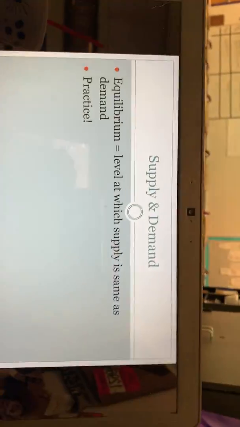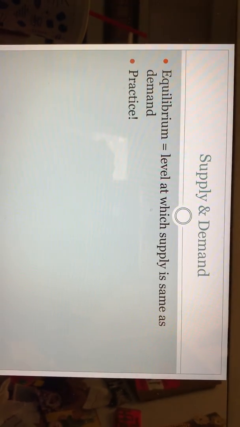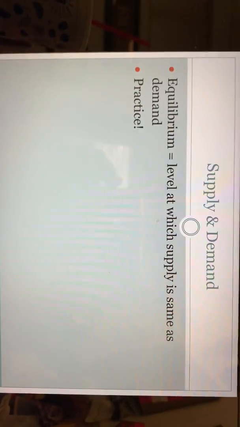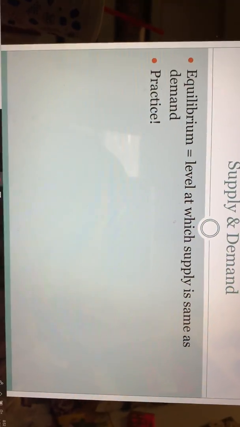So we're putting together supply and demand. When we put these 2 curves together, what will happen is they will cross, and the point where they cross is called the equilibrium. That's the level at which supply is the same as demand. So supply meets demand, and we're going to practice.